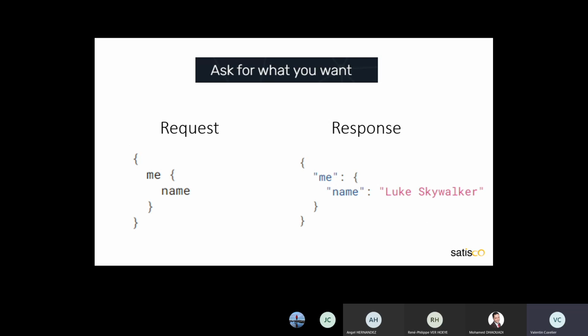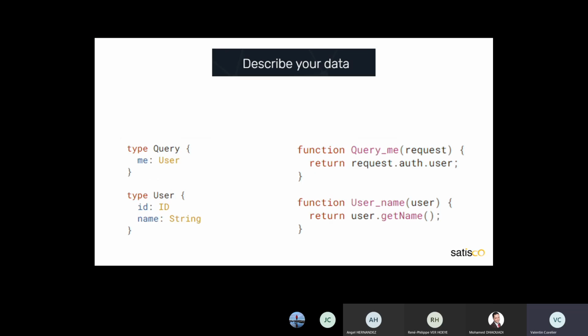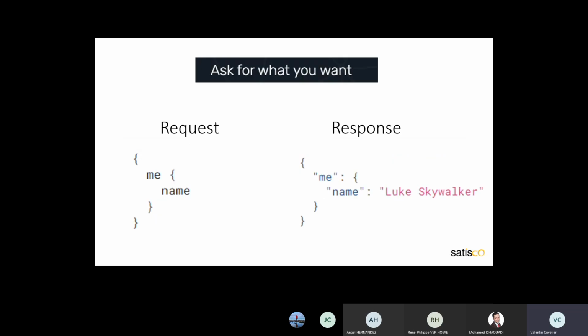We also see that if we add, for example, last name after name in the request, currently in the model, last name is not available. So the request was rejected by the server because last name is not defined. As you can see, we just say that your user has a name and not a last name. So to request me with name and last name, we must first add it to the model on the server side.